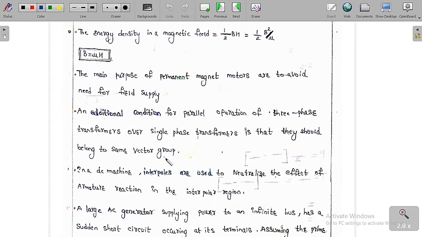In a DC machine, the interpoles are used to neutralize the effect of the armature reaction in the interpolar region. Definitely, we can also say that they are going to neutralize the reactance voltage also. So in a DC machine, interpoles are used to neutralize the effect of the armature reaction in the interpolar region.